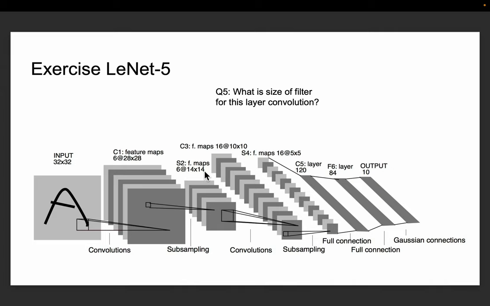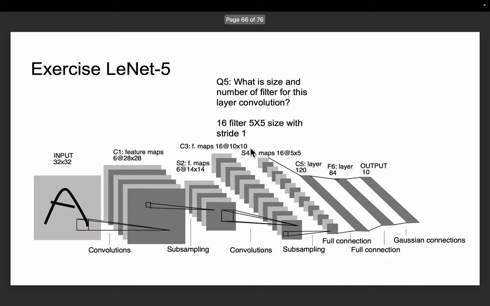6 channels. And if you want to go from 14 cross 14 to 10 cross 10, what is F? 5. So therefore, each filter that you use is of size 5 cross 5 and 6 channels. Sorry, I forgot about writing 6 channels there. How many filters are we using in total? 16, because our output is 16 channels, a 10 cross 10 image.